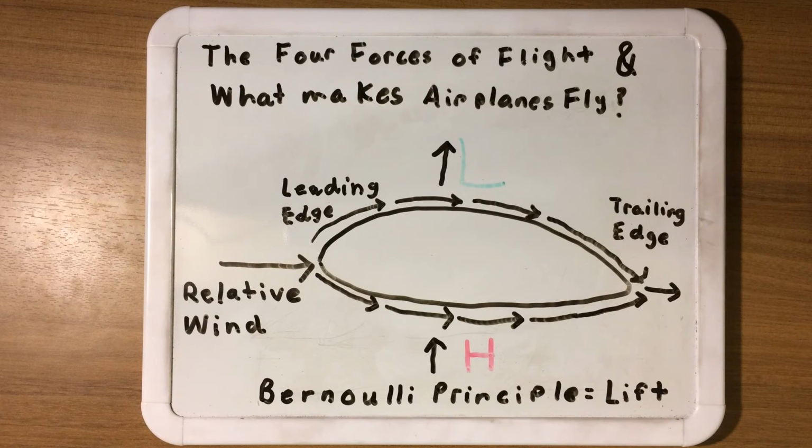So on the wing, we have a low pressure system on the upper half of the wing and a high pressure system at the bottom half of the wing. And this is what generates lift, the combination of this low and high pressure, and it pushes the wing up through the air and allows the airplane to fly.